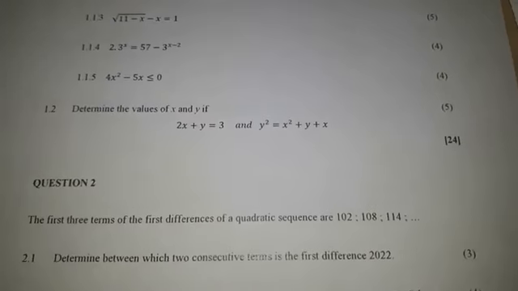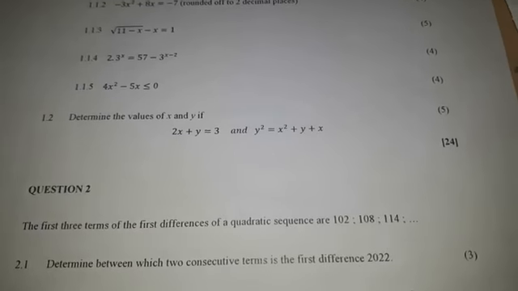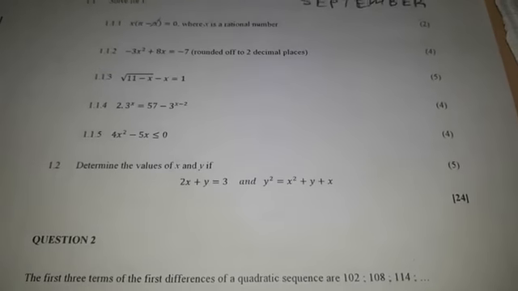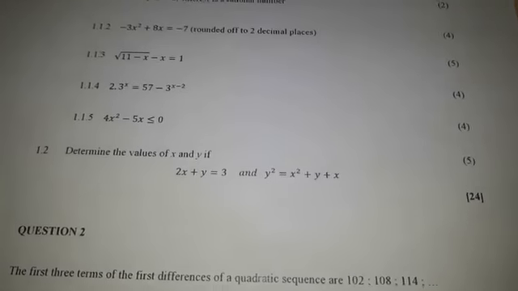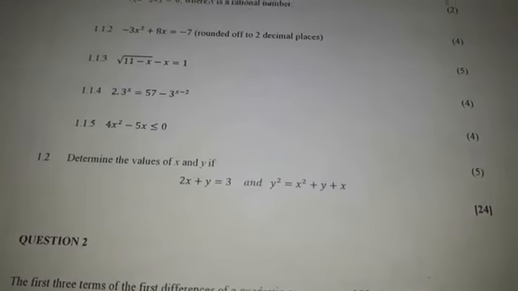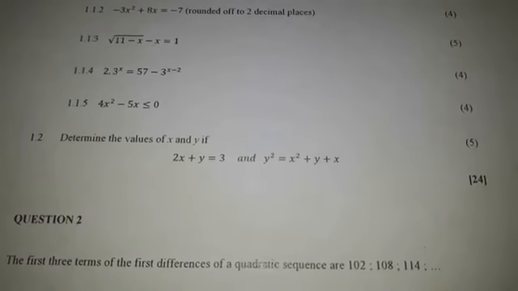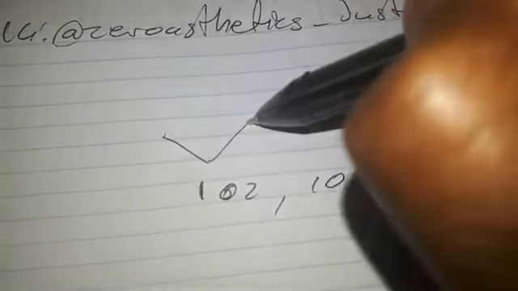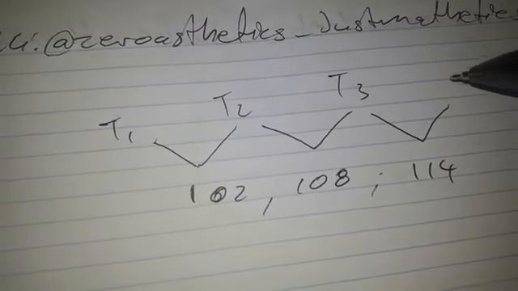But anyways, question 2 says, we have this sequence. It says the first 3 terms of the first differences of a quadratic sequence are 102, 108, 114. So before even looking at the question, they said these are the first 3 terms of the first differences. So you have 102, and then 108, and then 114. The big issue is, before these values you have like original terms. You have term number 1 here, term number 2 there, term number 3 there, term number 4.